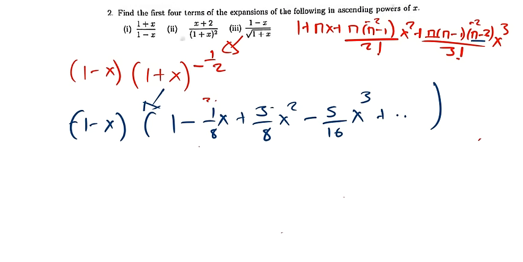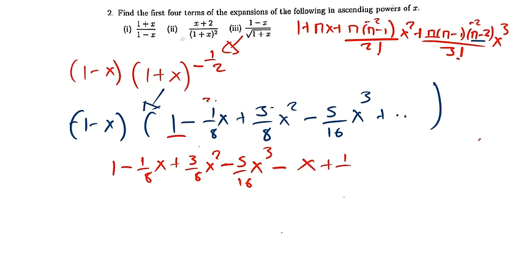Okay, so 1 multiplied by everything remains as it is. So if you use now negative x, what will change is everything will increase by x. So 1 will be negative x. That will be positive 1 over 8x squared. That will be negative 3 over 8x to the power 3. And finally that will be positive 5 over 16 x to the power 4. We're only interested in the first 4 terms. So we'll group them.